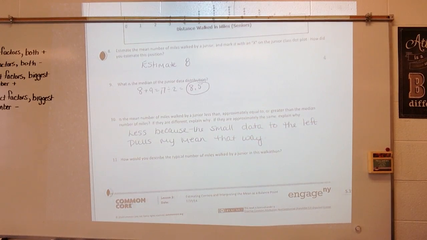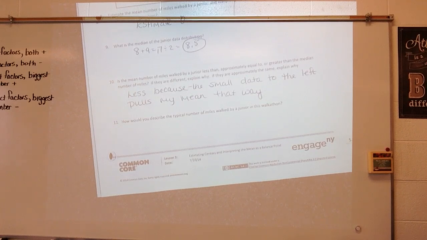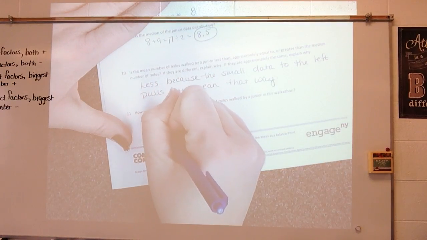How would you describe the typical number of miles walked by a junior in this walkathon? The mean appears to underestimate the distance walked by a junior. Only 8 students walked less than the mean. If I were to actually find the mean, I would see that only 8 students walked less than the mean, while 14 students walked more. So in this case, the median is a better description of the typical data.